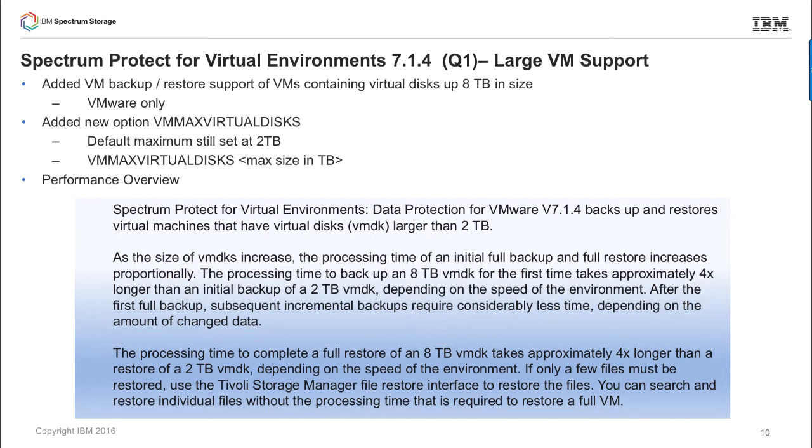Okay, so that is tagging support for Data Protection for VMware version 7.1.6 and the GUI enhancements. Now we're going to move on to just a quick review. Back in Q1, we introduced large virtual machine support. Prior to version 7.1.4, we did not back up virtual machines that were larger than 2 terabytes in size, and with 7.1.4 we introduced the ability to back up machines up to 8 terabytes in size using this VMMAXVIRTUALDISKS parameter. And with the initial release of that, there was some support for specific features and functions that was excluded.